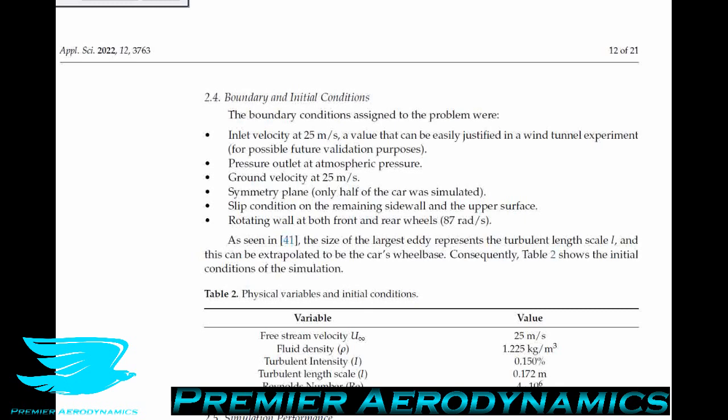In wind tunnels, we have a bunch of different systems we can use to get rid of the boundary layer. In CFD, it's a lot simpler than that. We just say, okay, the ground is moving at 25 meters per second, the same as the free stream velocity. Then Bob's your uncle, you don't have to worry about the boundary layer. And that's what they're doing here.